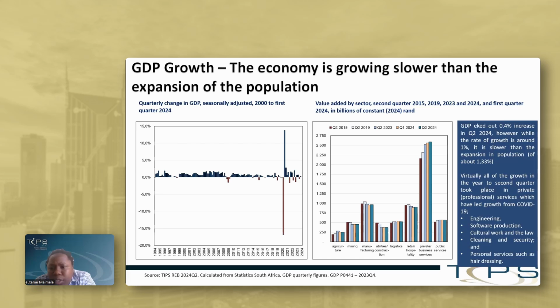In the second quarter, we've seen that virtually all of the growth in the year has actually taken place in the private or professional services, which previously have led the growth since the COVID-19 pandemic. We've seen these sectors or services include engineering, software production, cultural work and the law, cleaning and security, as well as personal services such as hairdressing. Later in the presentation, you will also see how, for example, these sectors have created jobs in the second quarter.